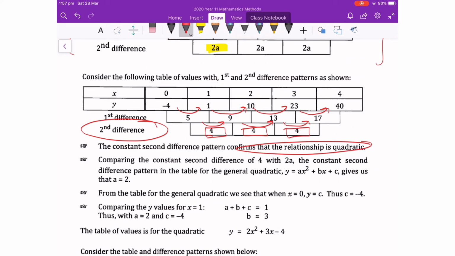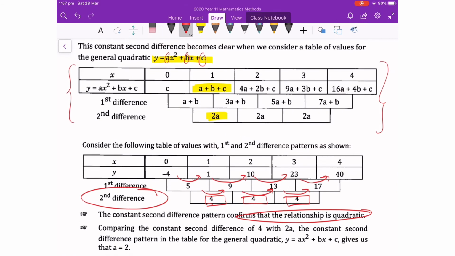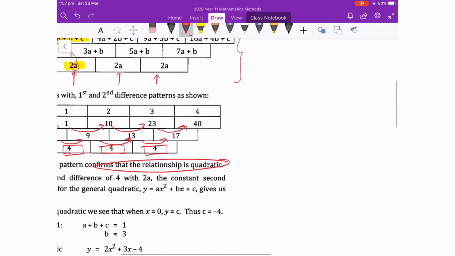Now, all that really means is, up here, whenever we have a second difference pattern, that number is equal to 2a. And this a is that a. As in, we can use that number to help us figure out what a is, or the coefficient of the x squared in our rule. So essentially, if I have here 4 is equal to 2a, that means a is equal to 4 divided by 2, because I've just divided by 2 here, so that way I can get a on its own. So then a is equal to 2.